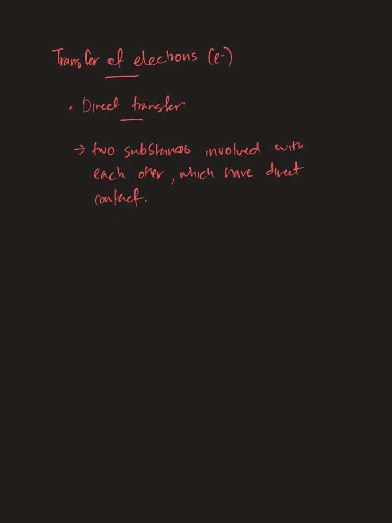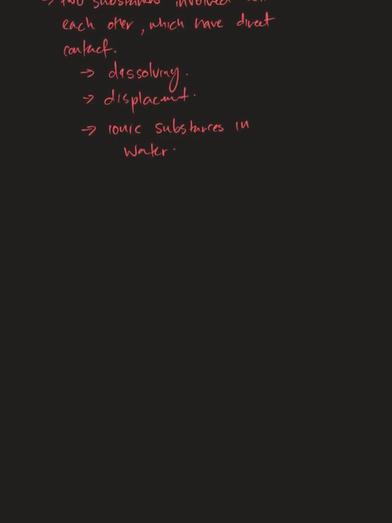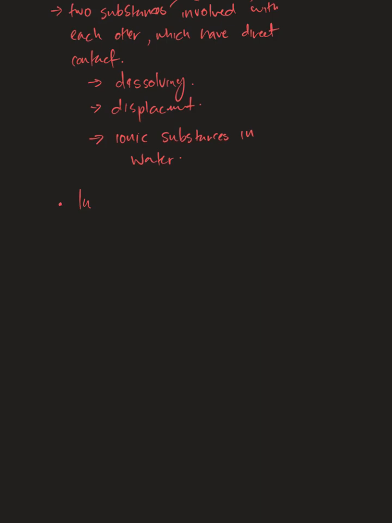Direct contact means things like if I had two chemical substances in a dissolving situation, or if I'm looking at situations where I have displacement, or I have situations where I have ionic substances in water. Those would be what we call a direct transfer. It means that those two substances or chemicals are coming into direct contact with each other. The other thing we're looking at is indirect transfer.